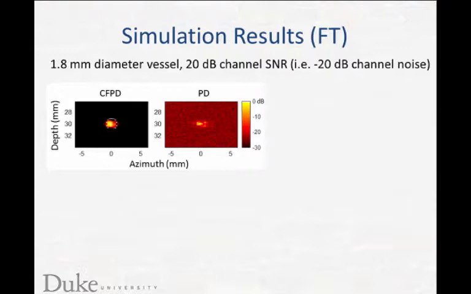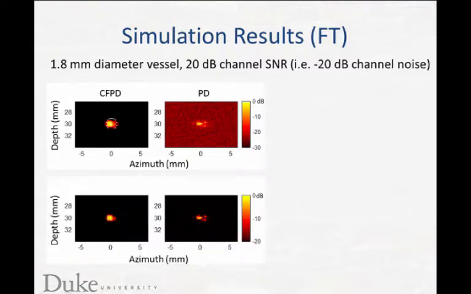We can reduce the background noise by changing the display range. For example, if we change the display dynamic range from 13 dB to 20 dB, we can get rid of most of the background noise. However, the vessel in this case would appear to be fragmented in the Power Doppler image.